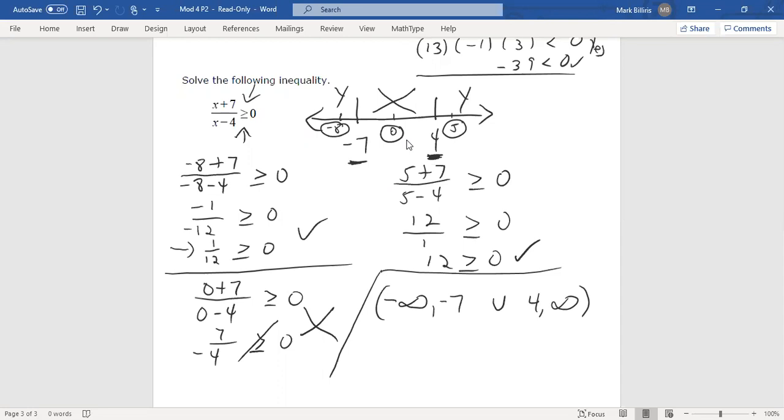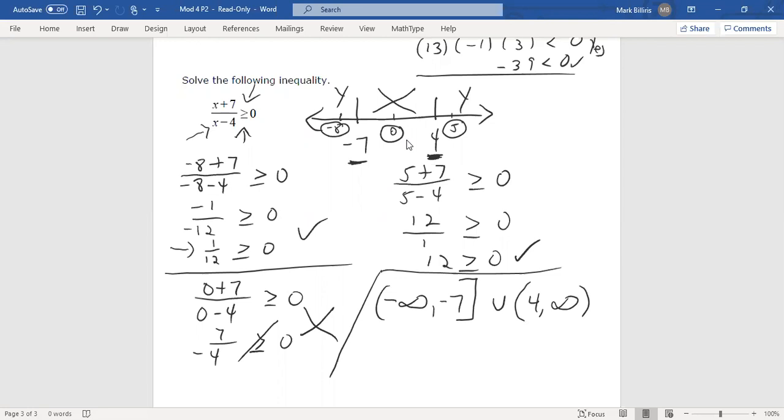So we know if we plug negative 7 into this, negative 7 plus 7 makes my numerator 0, which is okay. It's allowed. So I'm going to use a bracket. Now, even though 4 was our boundary point, 4 cannot be included, because if 4 were included, it would make my denominator 0, which is undefined. So for the 4, you have to use parentheses.